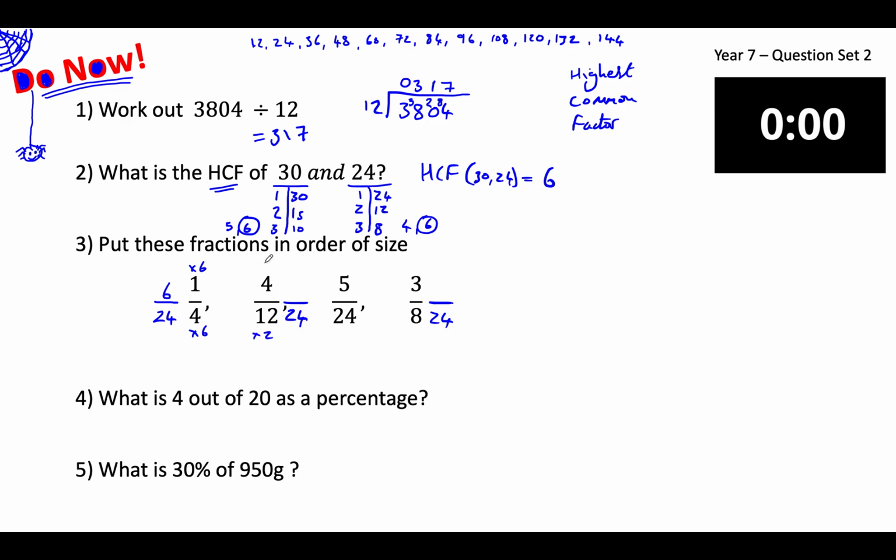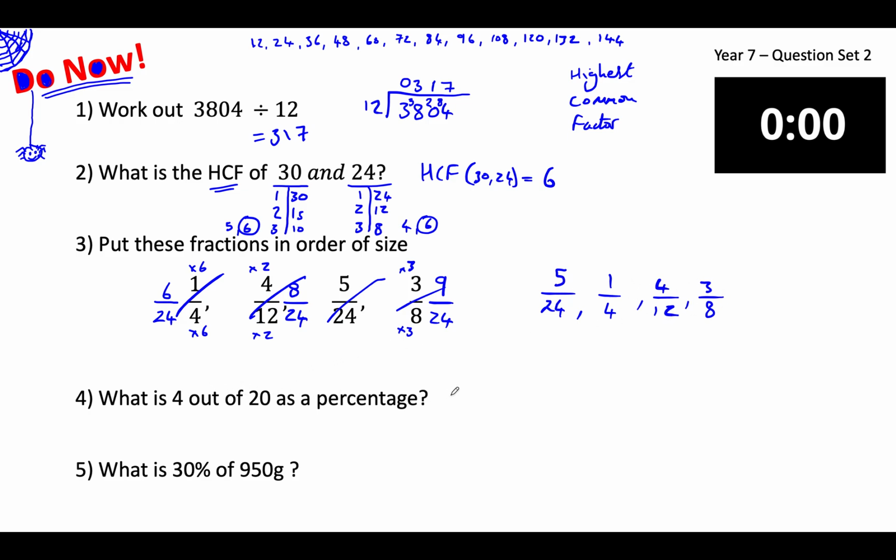12 into 24 goes twice, so the bottom has been times by 2, so the top needs to be times by 2 as well. This one is already out of 24. Now, how many 8s in 24? There are 3. So the bottom has been times by 3, so we'll times the top by 3 as well to get 9. Now, which one is smallest then? Now they've all got the same denominator, it's easy to see. 5 24ths is the smallest. 5 out of 24. And it's important you write the original numbers. 6 out of 24 will be next, so that's 1 quarter. Then 8 out of 24 is next, so that's 4 twelfths. And lastly, the 9 24ths, or 9 out of 24, is the biggest, so that's 3 eighths. So 5 24ths, 1 quarter, 4 twelfths, and 3 eighths.